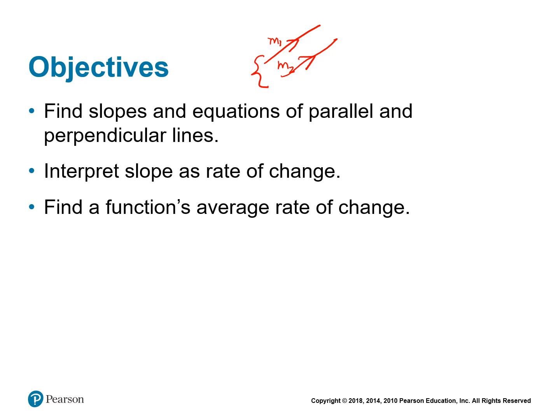And then perpendicular lines are two lines that intersect, that meet each other at a right angle. Right angle meaning 90-degree angle. Two lines that meet each other at right angles are called perpendicular lines. And again, there will be a relationship between the slopes of perpendicular lines. We will go into that, and also how to come up with equations of parallel and perpendicular lines.